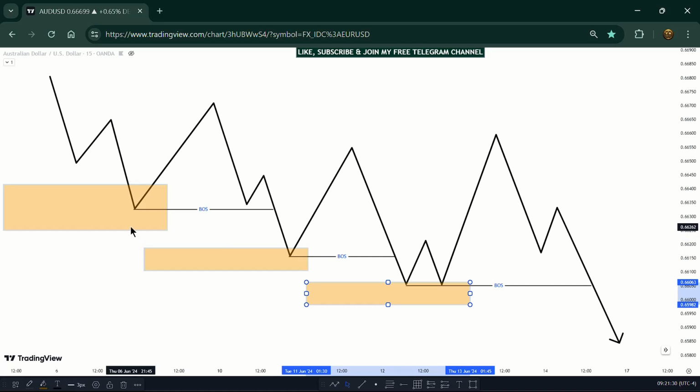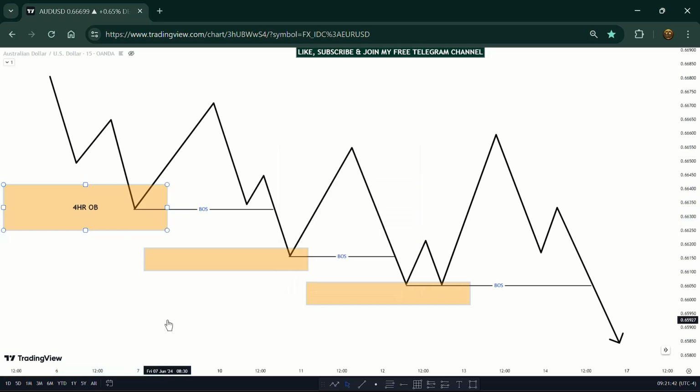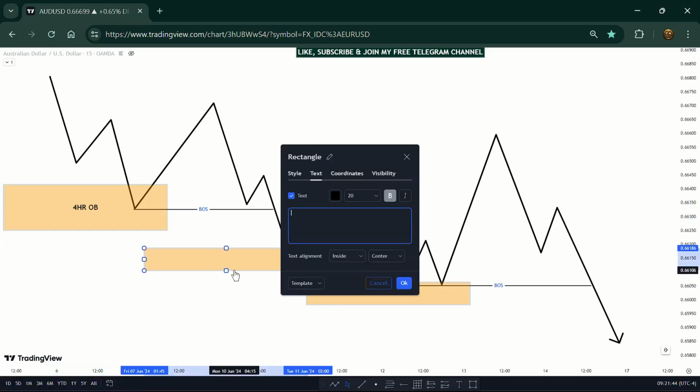So maybe let's say this was the 4-hour. This is the 4-hour fair value gap or order block. This one may be the daily order block.